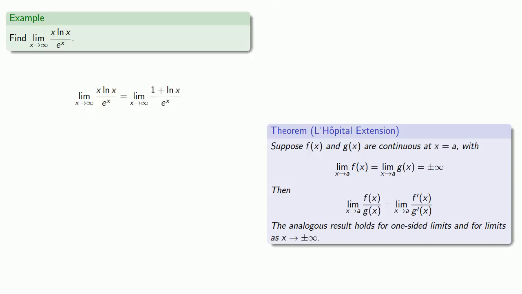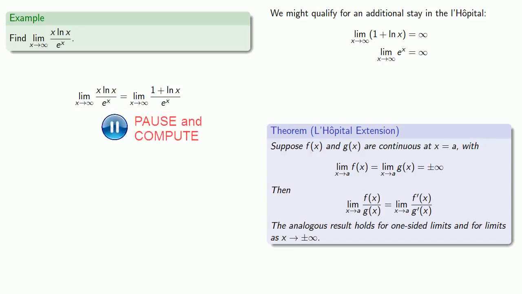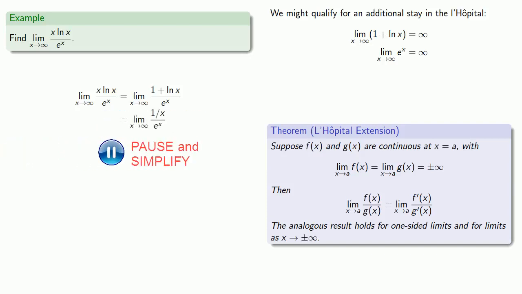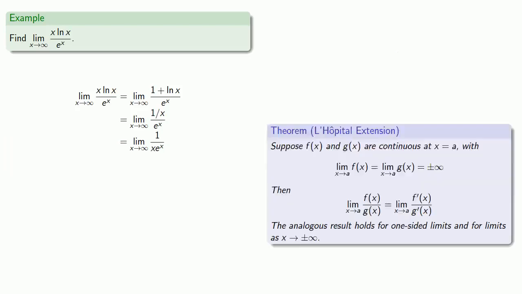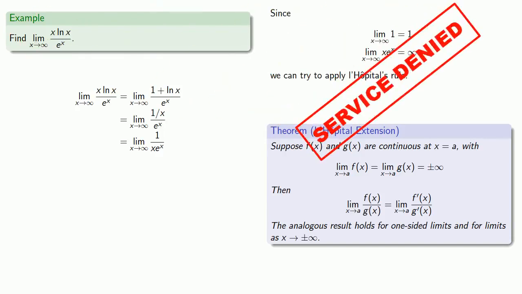Again, L'Hopital's rule does not give us a limit, it just replaces one limit with a different limit, and we notice that numerator and denominator both go to infinity, which means we can continue to stay in the L'Hopital and apply L'Hopital's rule once again. We'll do a little bit of algebraic cleanup. And so we might try to apply L'Hopital's rule again. We'll fill out the paperwork, and in fact, we can't apply L'Hopital's rule because the limit of our numerator is not infinity.